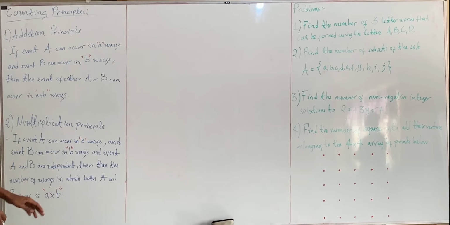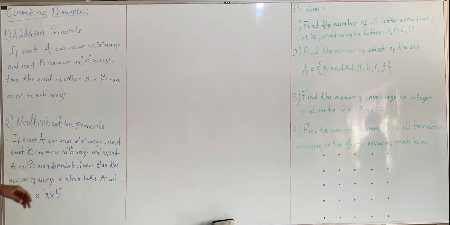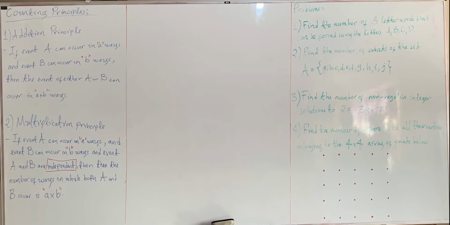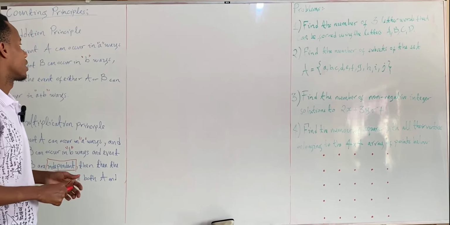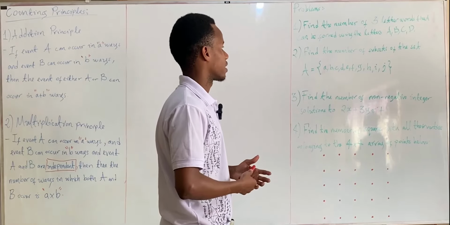So in this case, we are multiplying the individual number of ways because A and B are independent and we want them both to occur. But if it is either A or B, then it will be a plus b number of ways. And in this case, it is important that the events are independent. This is very important, so that we can multiply out the individual number of ways. So as I said earlier, these principles are very useful in combinatorics and in probability theory. And using these principles, we'll be going through some problems so that we can see how they're actually used in problem solving.